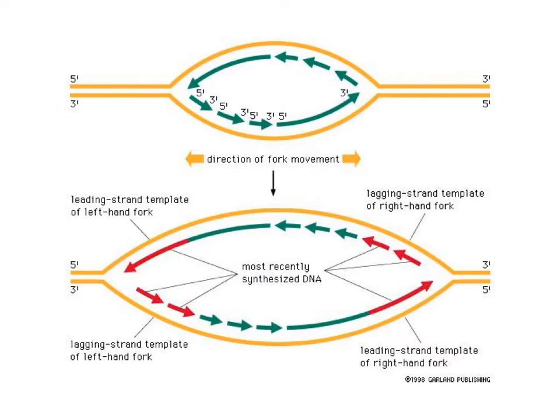Now if we move to the bottom figure, you can see the most recently synthesized DNA is always going to be at the edges near the replication fork at the ends. This is because you always start the replication in the middle. So remember, replication would be starting in the middle point here.